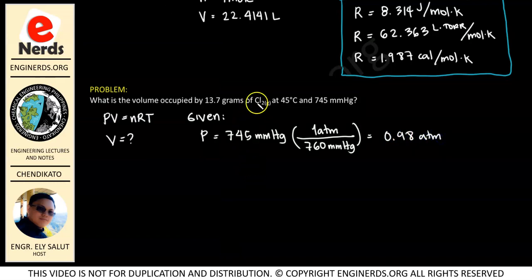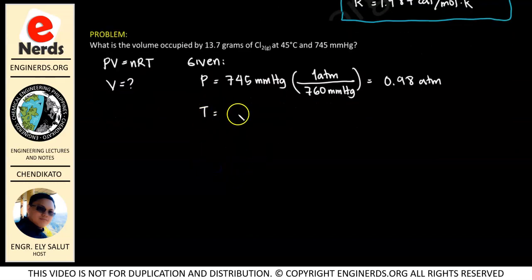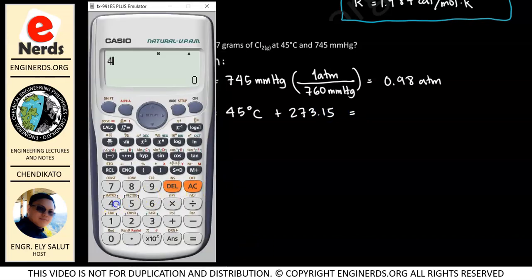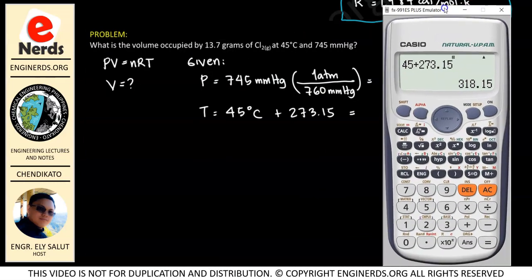Right, so isa pa sa given sa atin is yung ating temperature. Our temperature is equal to 45 degrees Celsius. So we need to convert that to Kelvin. So we will add 273.15. So our temperature is equal to 45 plus 273.15. This is equal to 318.15.